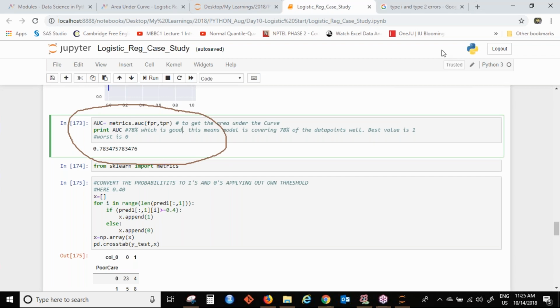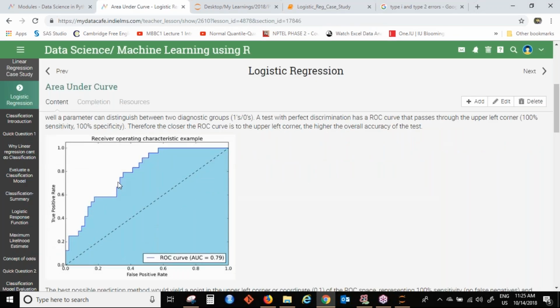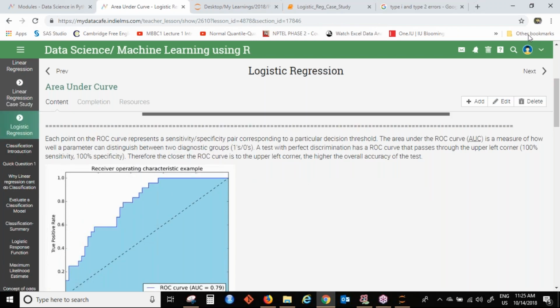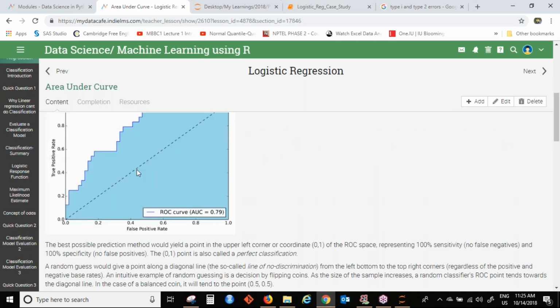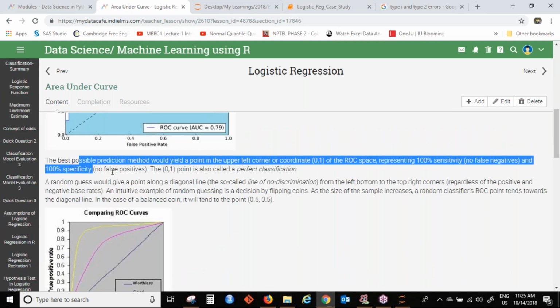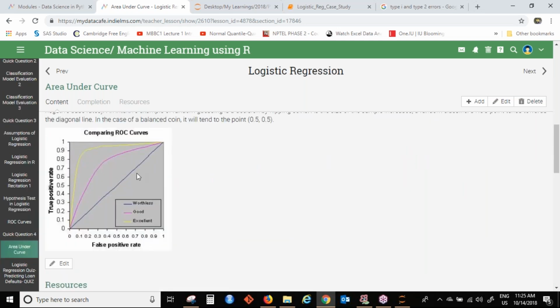Any doubts, guys? This is what I have written here. I will share this entire explanation with you. This is the same plot which I have shown you already. This blue one is worthless. It is not at all good because you cannot find any point where you have less error and high accuracy. The pink one is okay, but the yellow one is the best one.